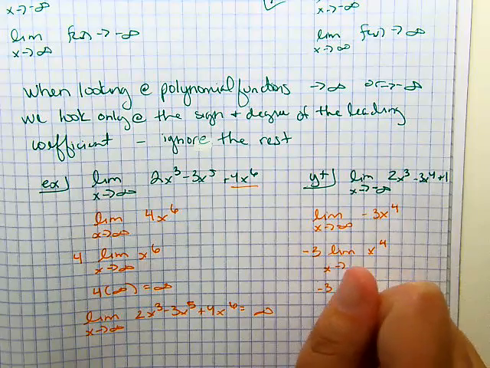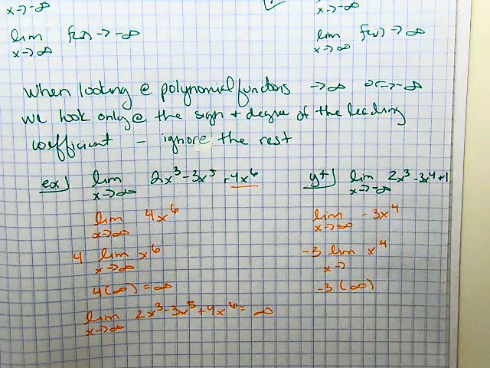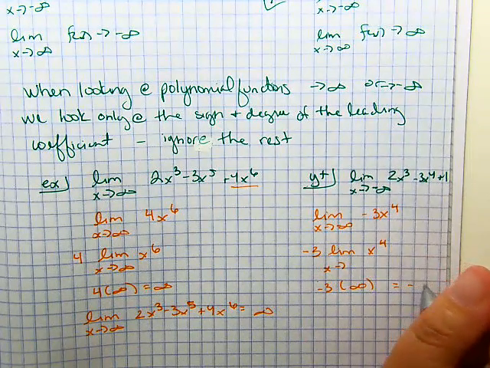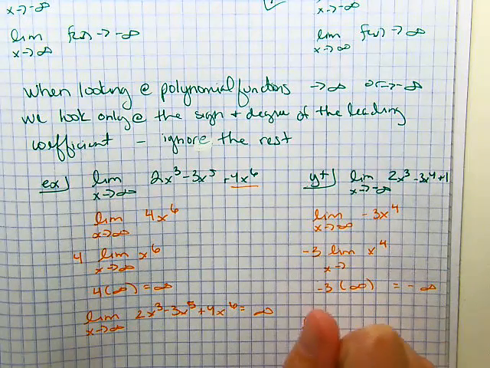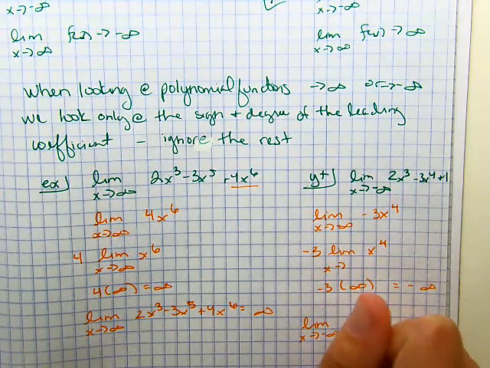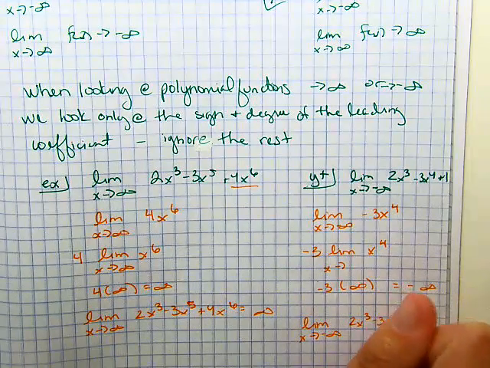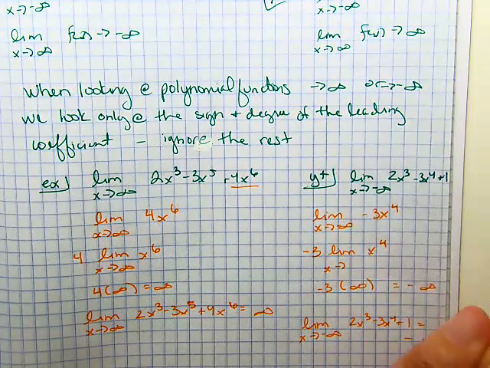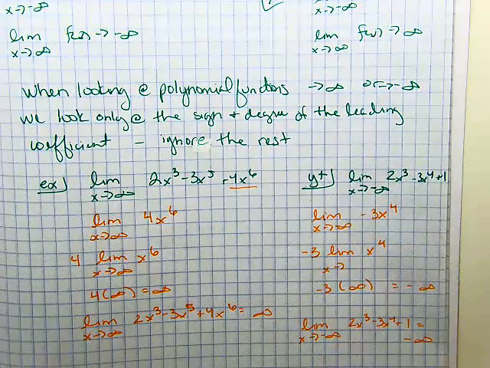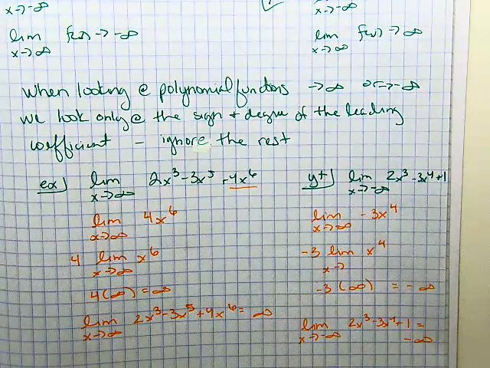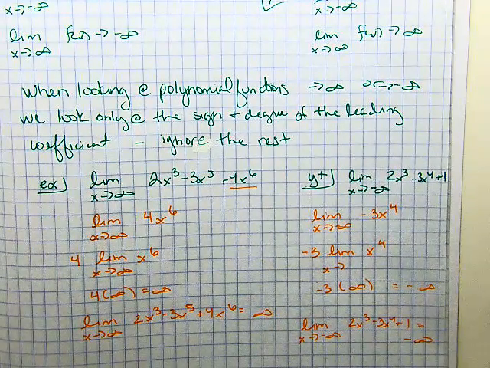So that would be negative 3 times infinity, which is essentially negative infinity. So our answer is the limit as x approaches negative infinity of 2x cubed minus 3x to the fourth plus 1 is negative infinity. And that's it. All right. Have a good day.